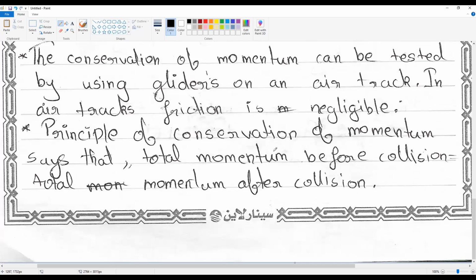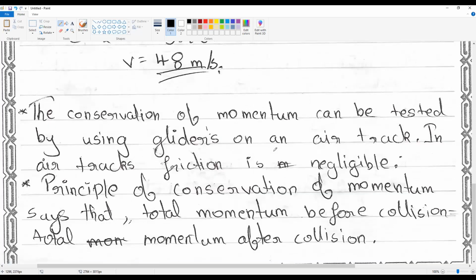Now, these are something you guys are supposed to know. The conservation of momentum can be tested by using gliders on an air track. Now, I'm going to show this to you, but whether I will record this or not, I don't know, because the frame rate decreases anyway. So most probably I will not be able to show this because in the recording it doesn't work.